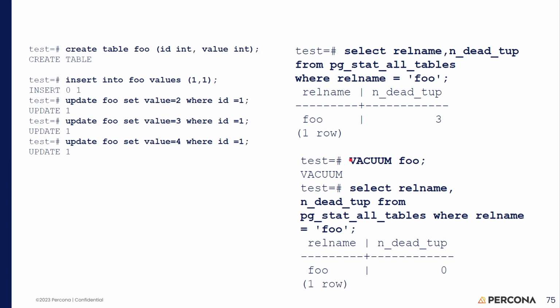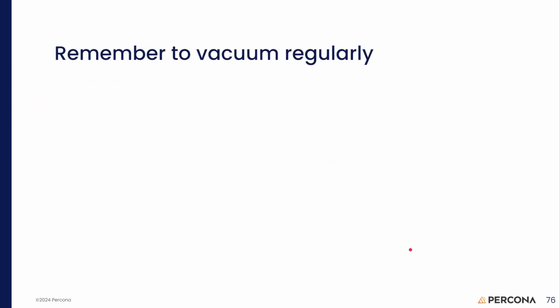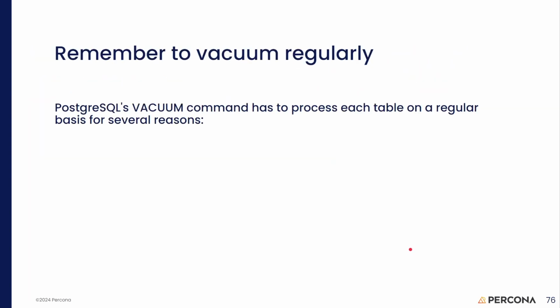Now, if we type vacuum foo, it'll go out there and try the same query again. It'll tell us that all the data is current. There's no dead tuples taking up space. So remember to vacuum regularly.